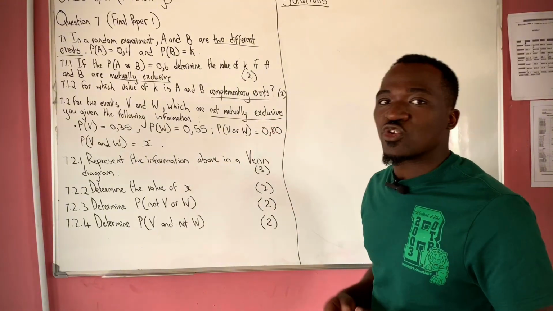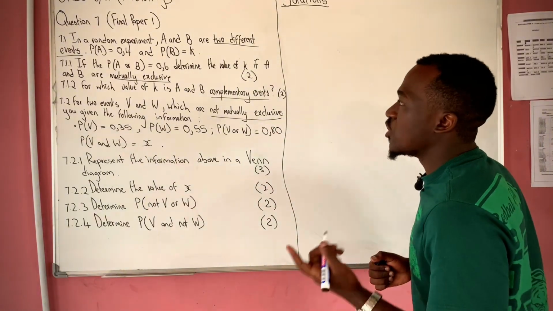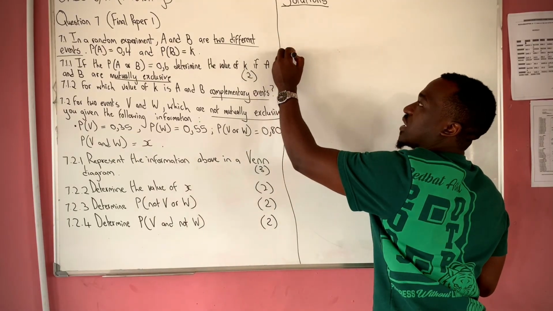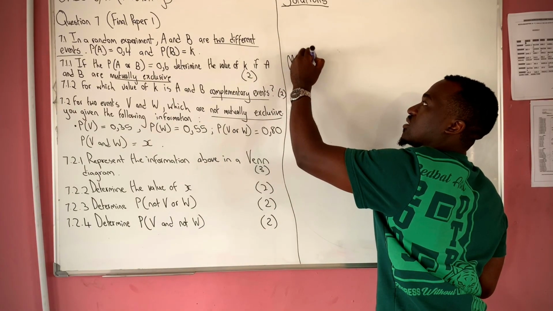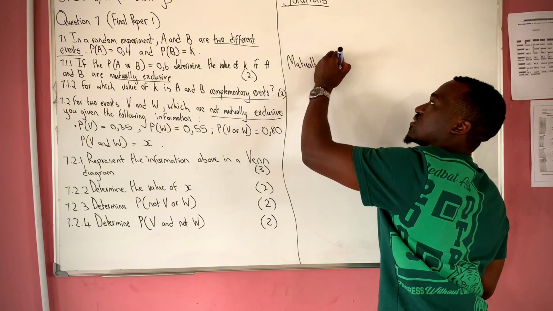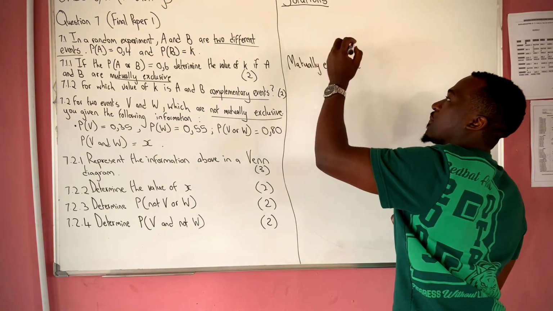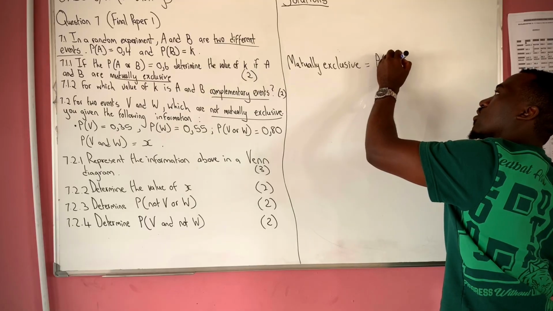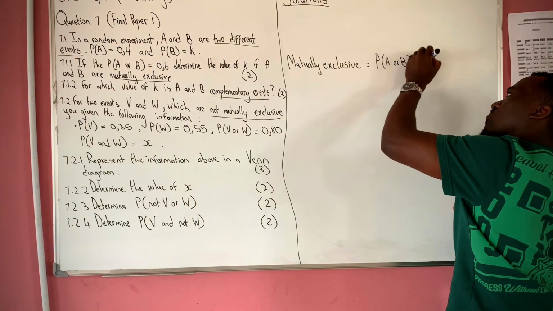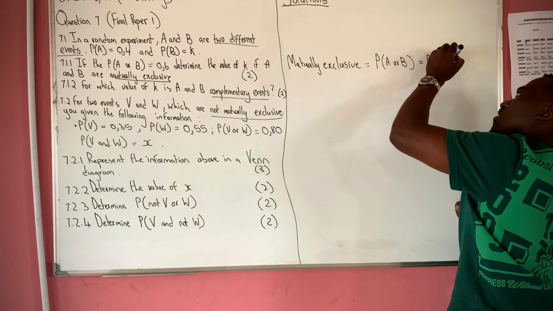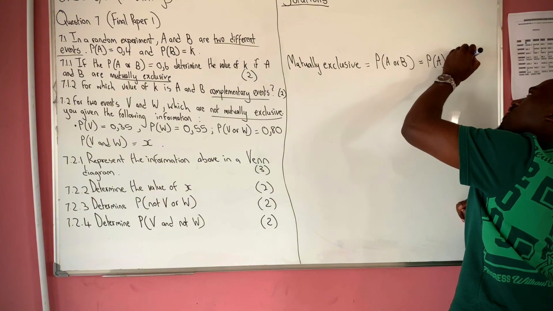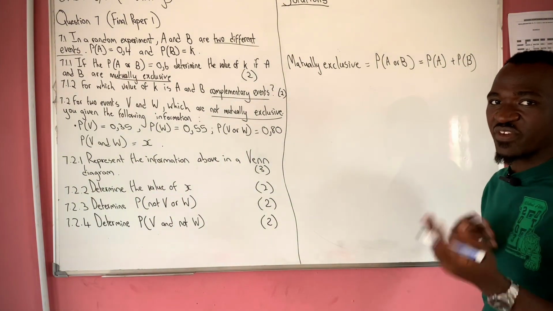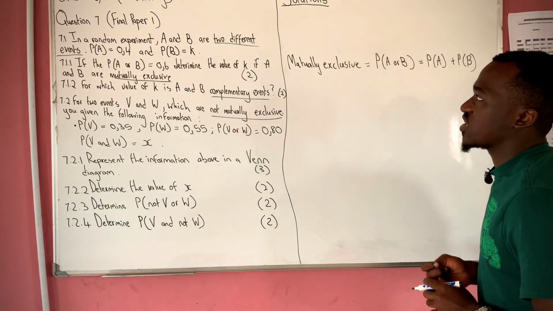Now this not mutually exclusive, what does it mean? Not mutually exclusive is not the same as mutually exclusive. Remember, mutually exclusive is P of A or B equals P of A plus P of B. That's mutually exclusive, as we have stated on those questions at the top.